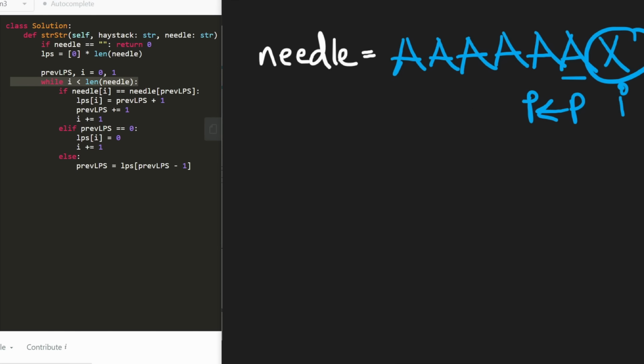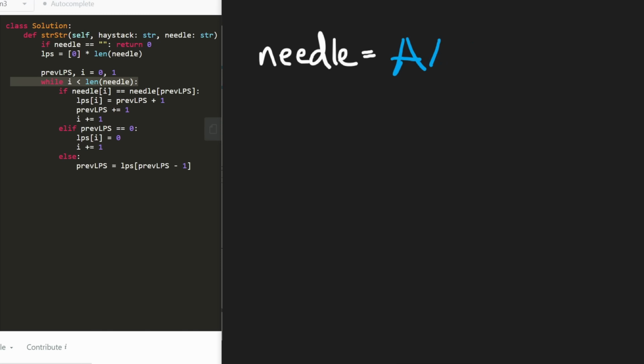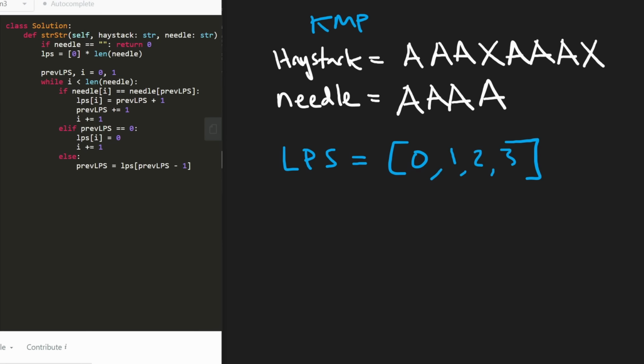So now let's actually get into the KMP portion of the algorithm now that we have our LPS set up. And let's start with the code at first. What we're going to do is just initialize 2 pointers. The i pointer is going to be for the haystack, j is going to be for the needle. They're both going to be at the beginning of each of those strings. And we're going to continue this loop until we reach the end of the haystack.